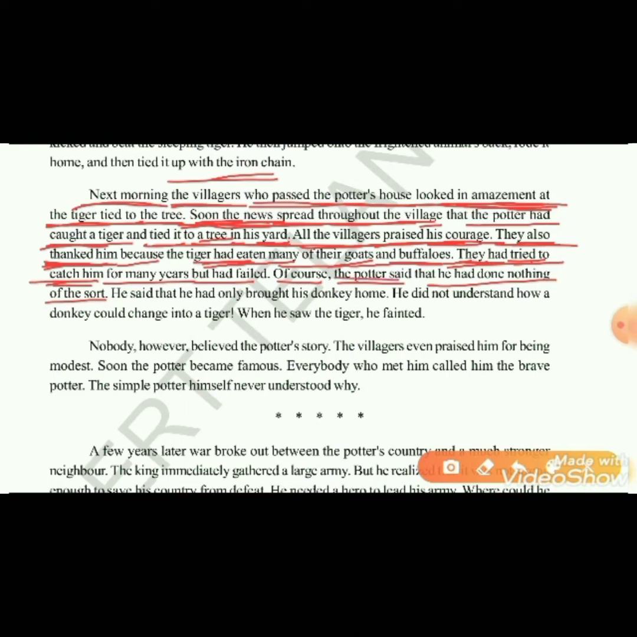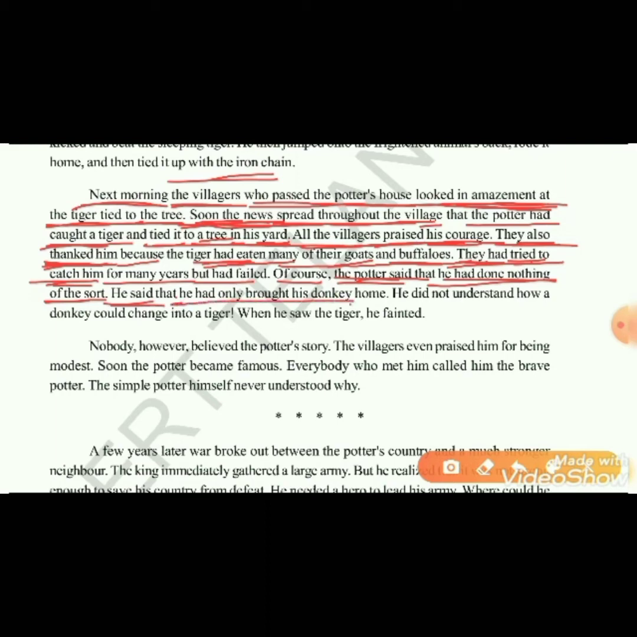Still, he is in that mood that he brought in the night his donkey only. Okay, I did not catch of that sort. That sort of means that kind of tiger. Okay, I only caught my donkey. He said that he had only brought his donkey home. He did not understand how a donkey could change into a tiger. So the potter was not able to imagine how a donkey can change into a tiger.